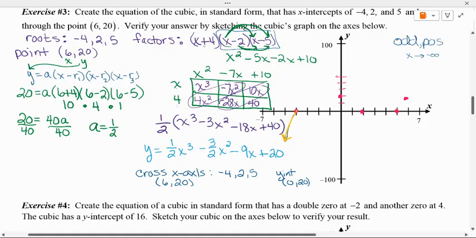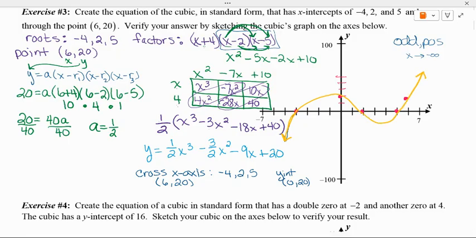So let's just start hooking these pieces together. You have to know something about your end behavior to figure out which way your tails are going. So when it's odd positive, we said as x approaches negative infinity, y approaches negative infinity. That tells us enough information because we know that odd degrees go in opposite directions. So if one is going down, the other one has to be going up.